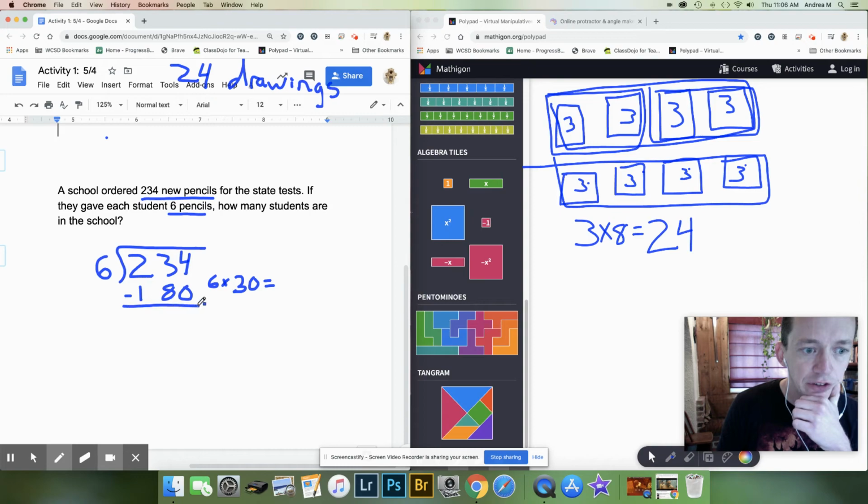Okay, I'm going to do that subtraction. That's going to be 4. I need to do some borrowing here. It's going to be my 13. And that leaves me with 54. There are now 54 pencils left over.